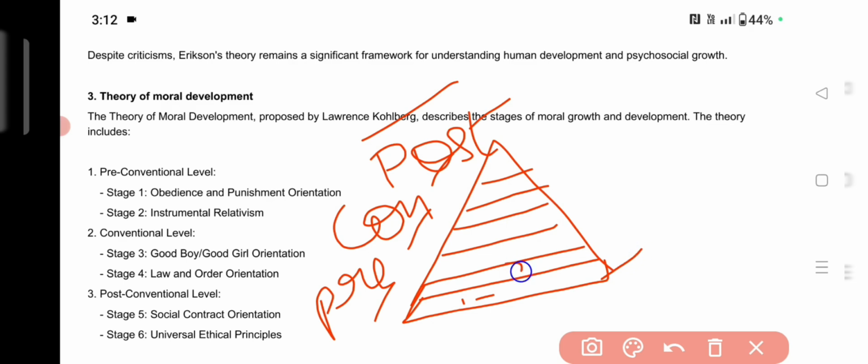And coming to stage 2 in the pre-conventional level, so here there will be personal gain, self-interest, and exchanging favors towards others. So, instrumental relativism. Coming to the conventional level, third stage, here the good boy, good girl orientation.